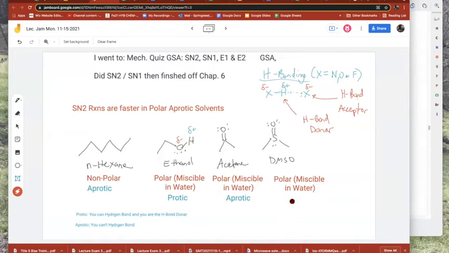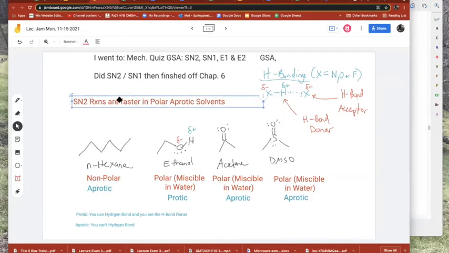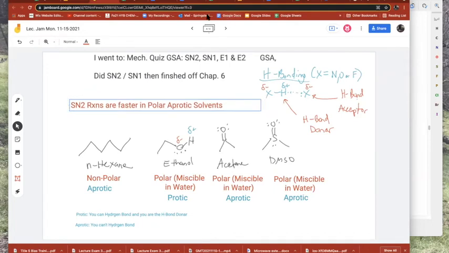What about the DMSO? Is that protic or aprotic? Aprotic again, pretty much the same as acetone, huh? Got a carbon here, sulfur there. Yep, so they're both polar aprotic, and SN2 reactions are much faster in polar aprotic solvents. Let's look at some data for that.